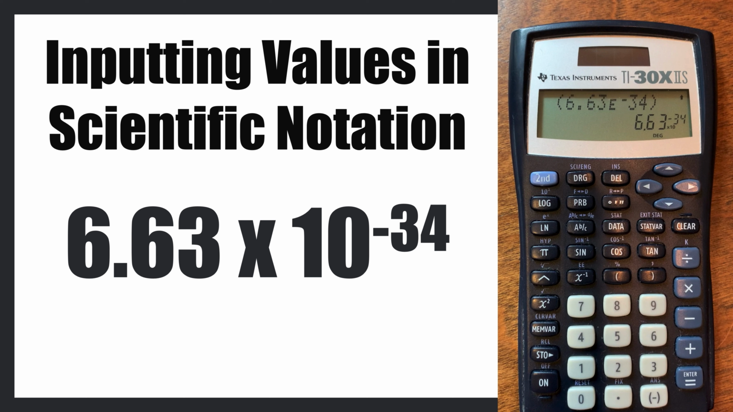So I put a parentheses, 6.63. I hit the second button, then I hit that button above the 7 on the calculator, and it produced that E. That E stands for times 10. Then after that, I wrote what the exponent is, and then I put another parentheses.